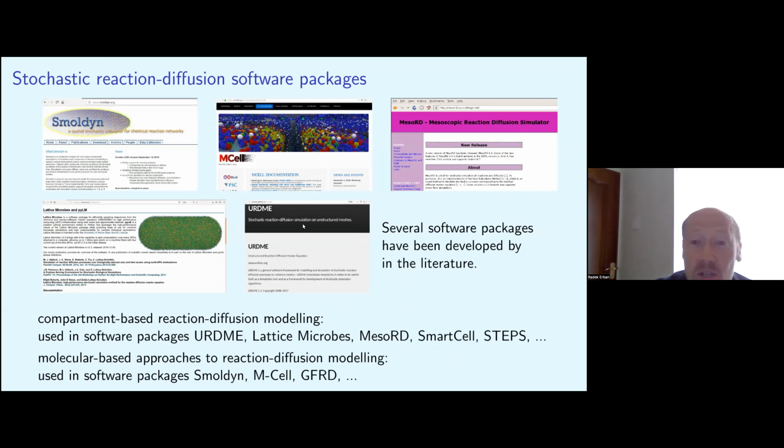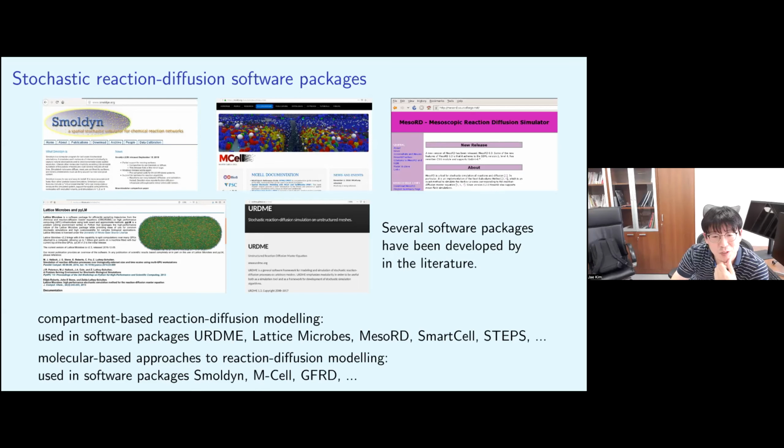I'm showing you these snapshots of various websites, which I could subdivide into two main categories. Some of them use lattice-based simulations, called compartment-based reaction diffusion modeling, and some of them track individual molecules. They use molecule-based approaches. I'll use this example of a morphogen gradient to explain the main differences between these.